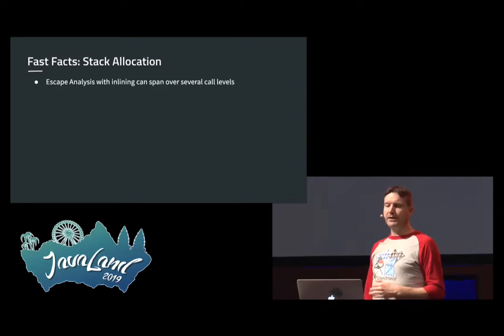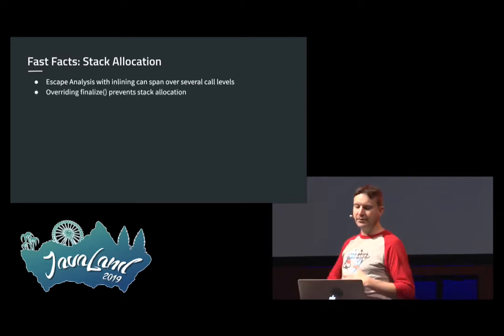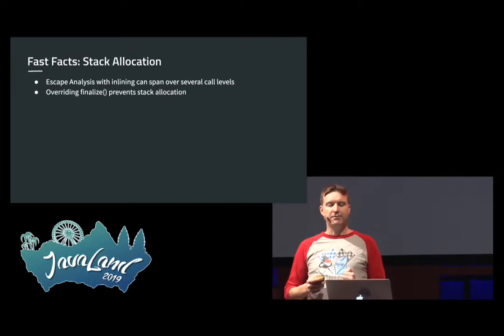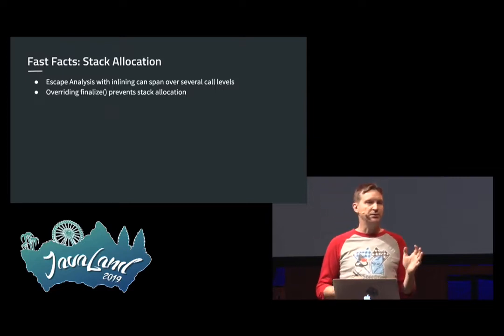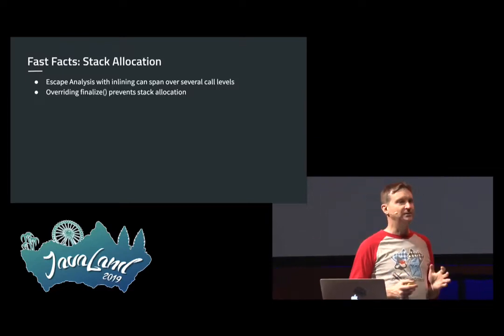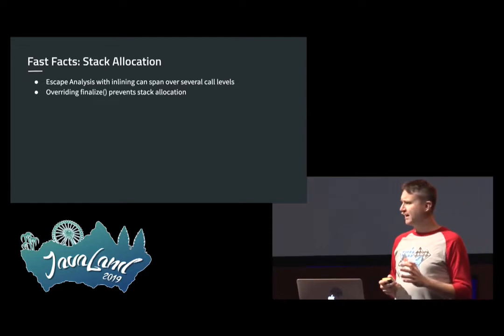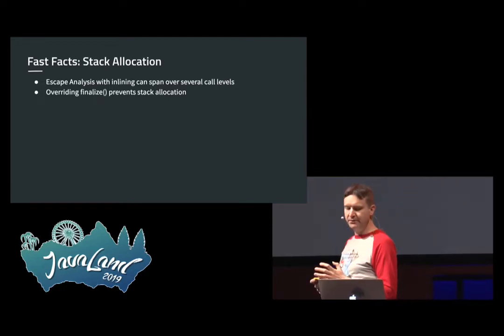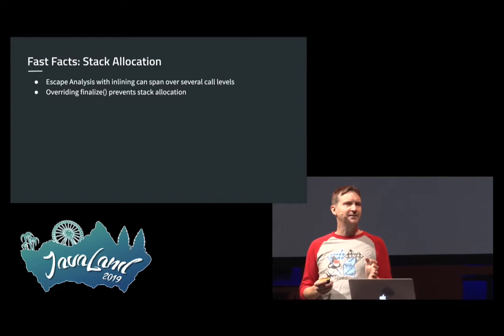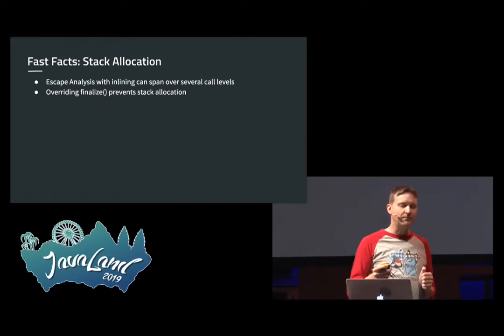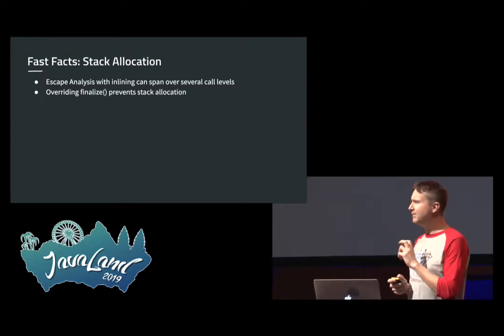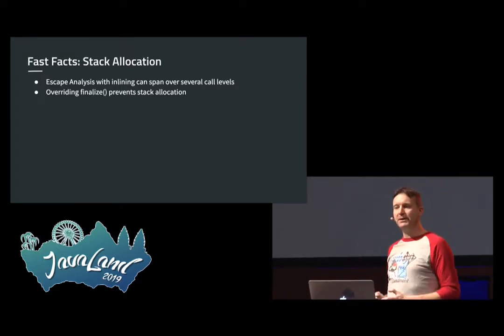Escape analysis can span over several call levels, and overriding finalize prevents stack allocation. I know we are told to stay away from overriding finalize, but this is yet another reason why you should not do that. Why is this? Why can't we do stack allocation of objects that override finalize? Someone? Because finalization is run by another thread, so it can be observed by another thread, and thus it cannot be allocated on the stack. So there's a heavy price for this.